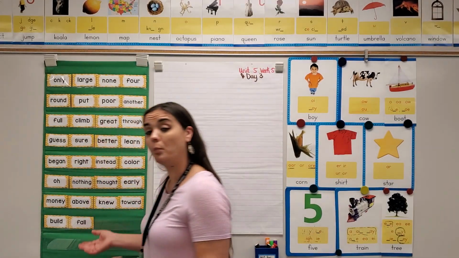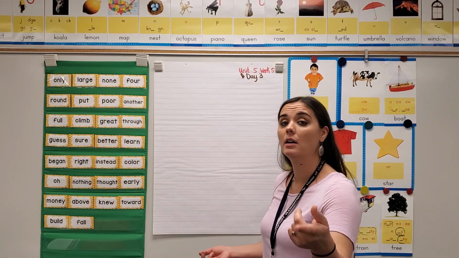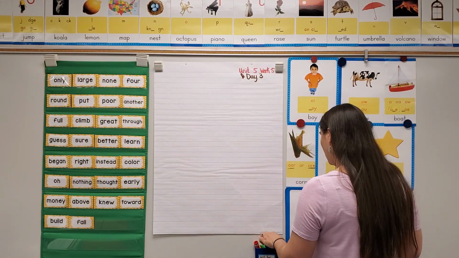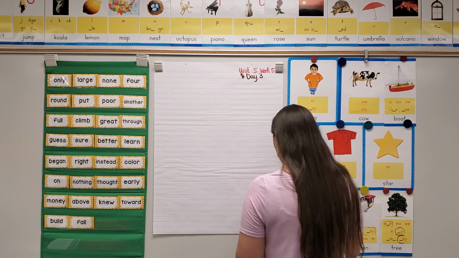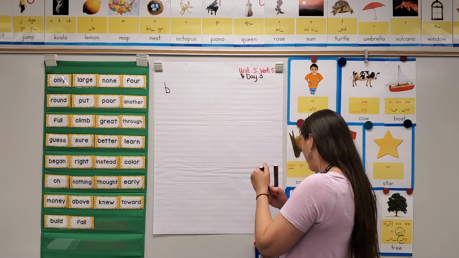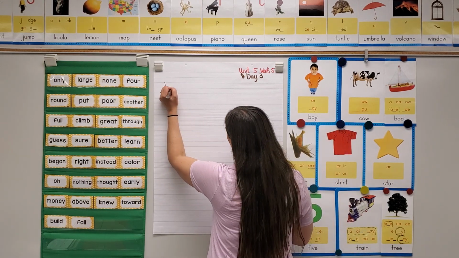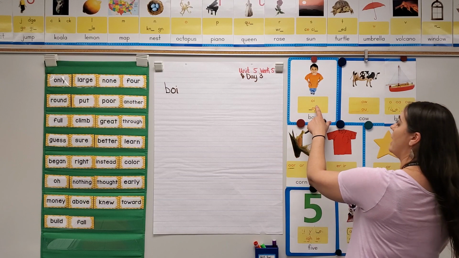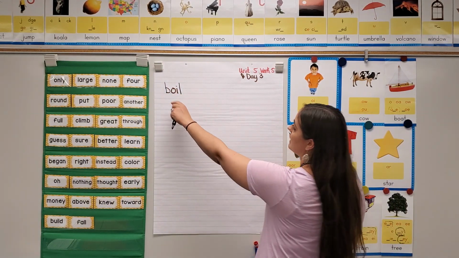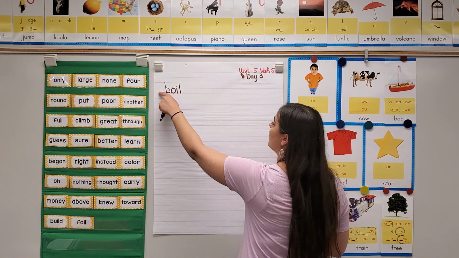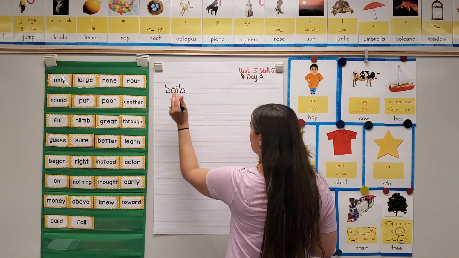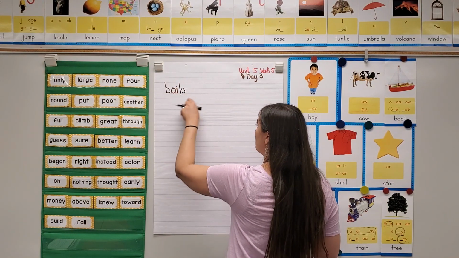First word, boils. Your turn. Ba, oi, ols, boils. B says ba. And then O-I, oi. L says ol. Let's blend. Ba, oi, ol, boil. The word was boils, so we hear an S at the end of that. Ba, oi, ols, boils.